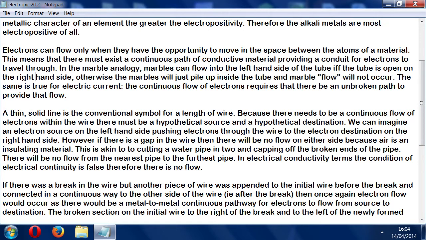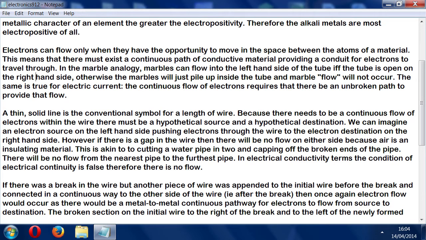And this is where I actually did some of the pictures. But to be honest, I explained the pictures. I thought, I may as well explain the pictures as well as draw them. I mean, well, I'm not going to draw them, so I haven't got to really. So a thin solid line is a conventional symbol for a length of a wire. Because there needs to be continuous flow of electrons within the wire, there must be a hypothetical source and a hypothetical destination.